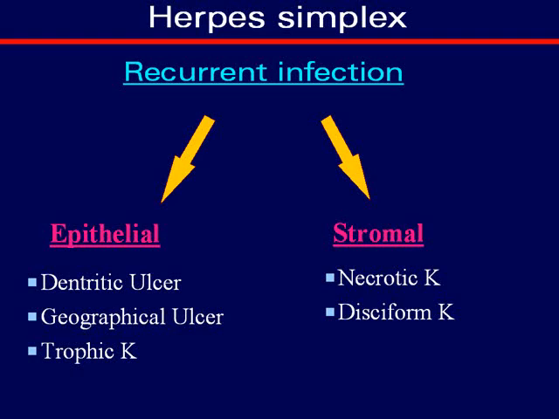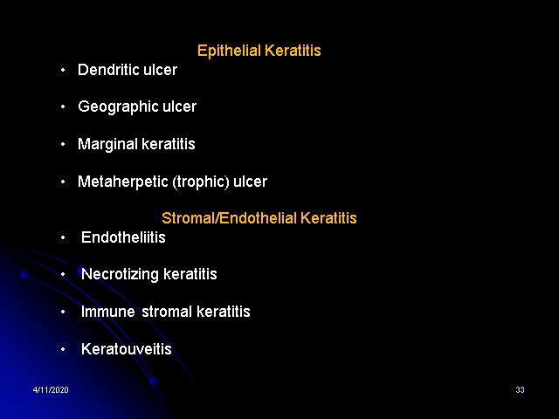Now, for recurrent herpes infection, the manifestation may vary according to the pathway that the virus takes. You know that the nerve supply of the cornea goes through two plexuses, the subepithelial plexus and the stromal plexus. So if the virus follows the epithelial plexus, the presentation is mainly in the epithelium in the form of dendritic ulcers, geographical ulcers or trophic ulcers. And if it follows the stromal nerve plexus, it will cause necrotizing keratitis or disciform keratitis. Now this table will show the details.